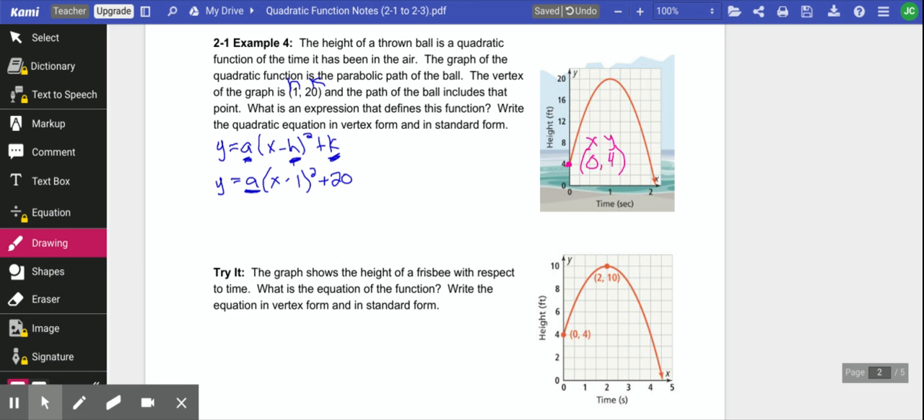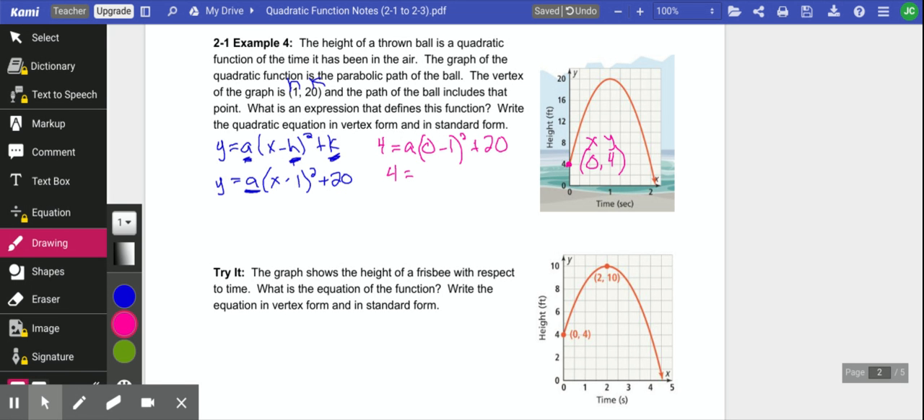So we get y equals, we don't know what a is. x is 0. We know h, and we know k. Here in parentheses, 0 minus 1 is negative 1, and negative 1 squared is just 1. So we get 4 equals a plus 20. I'm going to subtract 20 from both sides, and we get a is negative 16.